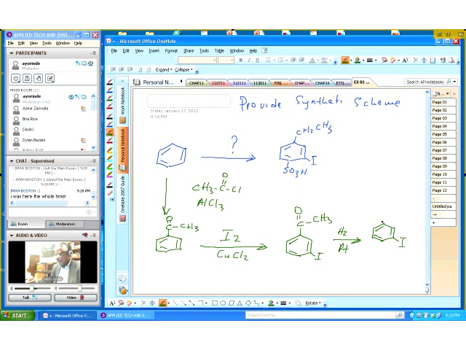Okay, so we have this. Now we have this here. We have this, CH2, CH3. And then at this point, we now go to sulfonation, because now this is an ortho-para director. This is also an ortho-para director. Right, okay.